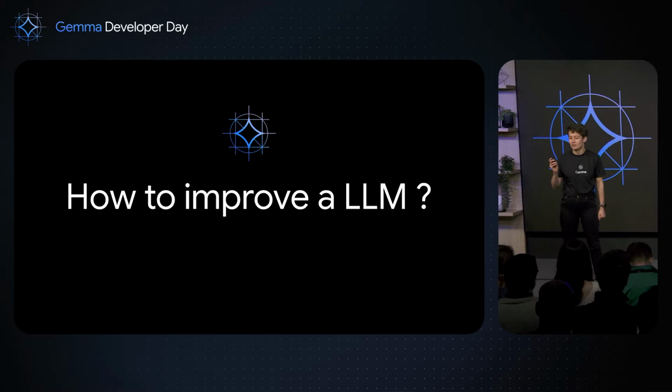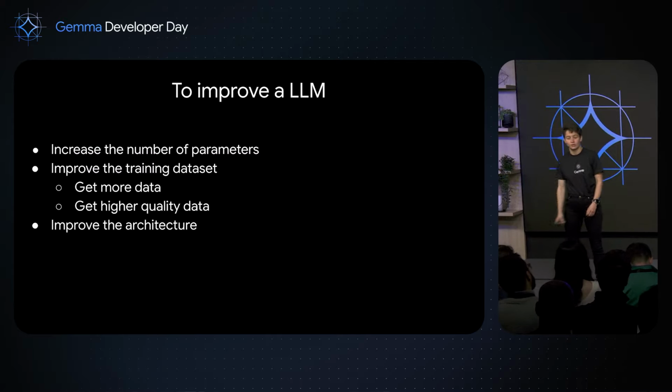Well, there are not that many ways, actually. First one, you can increase the number of parameters. Indeed, the bigger, the better. You have more parameters and more computations, and you can make a much better language model. It's for this reason, for example, that Llama created a 400 billion parameters model, which is great, isn't it?